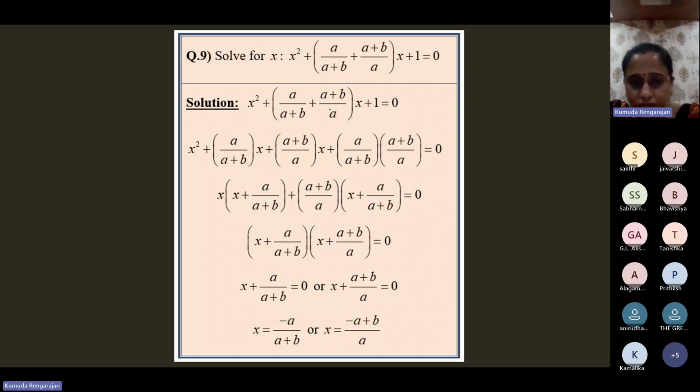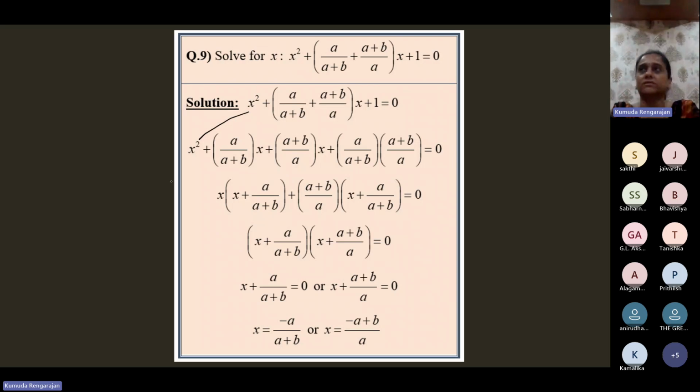So here in the coefficient of x, you see two expressions which are reciprocals of one another: a by a plus b and a plus b by a. So here we're going to replace 1 with the product of these two, because the product of this expression and its reciprocal is 1, right? Okay. So x square.